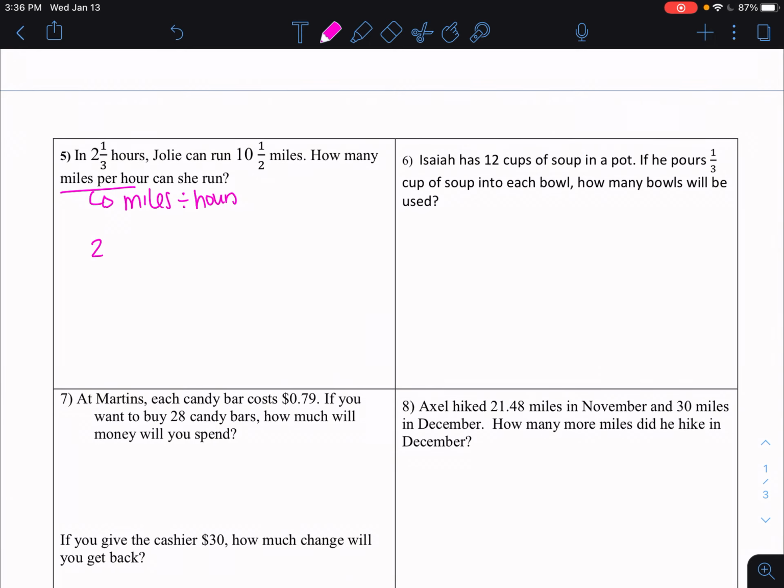So I'm going to do 2 1/3 hours divided by, nope, that's backwards. So I'm going to do 10.5 miles divided by 2 1/3 hours, because it's miles divided by hours. So I'm going to change each one to an improper fraction. So 10 times 2 is 20, plus 1 is 21/2, divided by 2 times 3 is 6, plus 1 is 7/3. At this point, I can do my keep change flip. So 21/2 times 3/7.